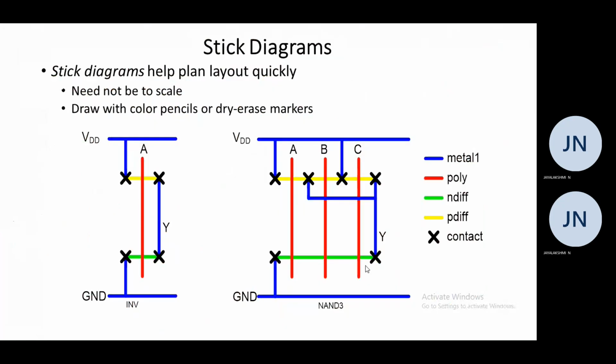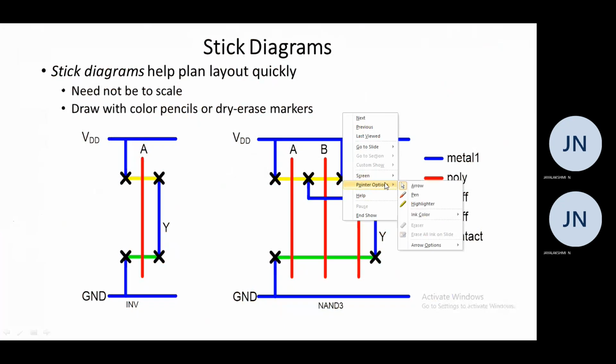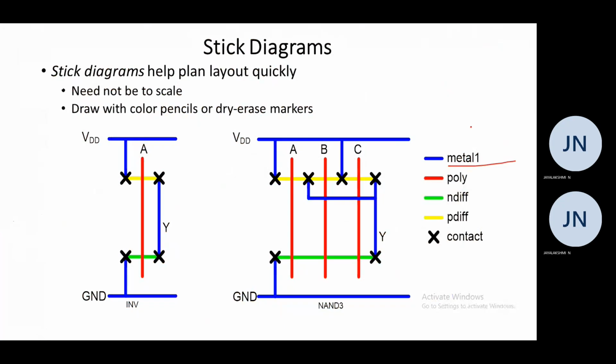So next we are going to see the stick diagrams. Stick diagrams are mainly helpful in order to draw the layouts very quickly. Here it need not be to scale, and we can draw the stick diagrams using different colors. The metal 1 has to be drawn in blue color. The polysilicon should always be in red color, the N diffusion should be in green color, and the P diffusion should be in yellow color. The cross marks, which indicate the contacts, should be in black color.